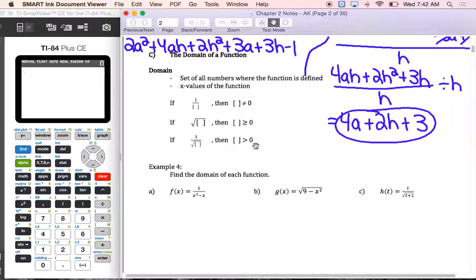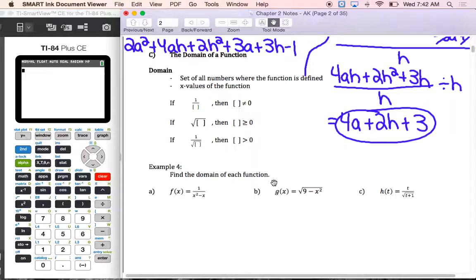Last one then, we've got a radical in the bottom. If it's in the bottom, it has to be greater than 0. Because if your bottom is equal to 0, it's undefined, like I just said for the last one. So again, it has to be greater than 0 if you have a radical in the bottom of the fraction.